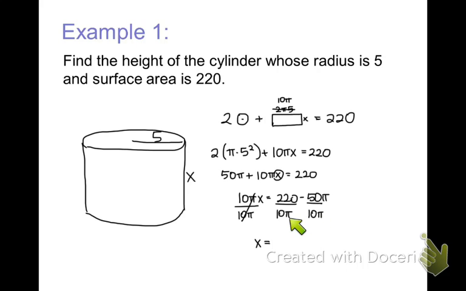220 over 10 pi, what cancels? 10, right? You've got a 0 on the end of each of these things. So this 0 can cancel with this 0. That will leave me with 22 over pi.